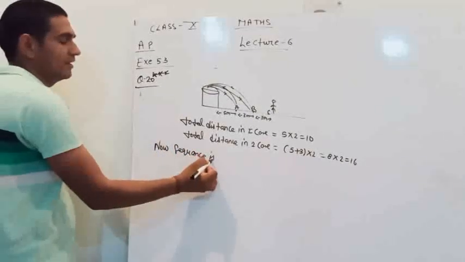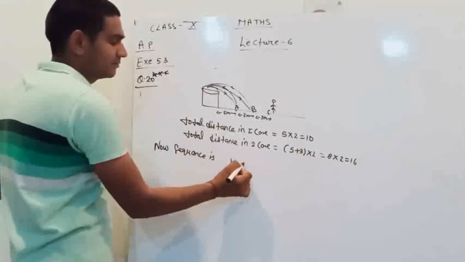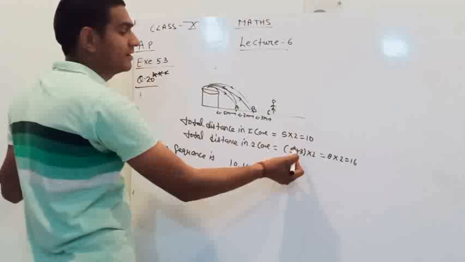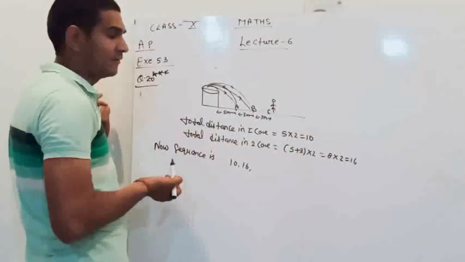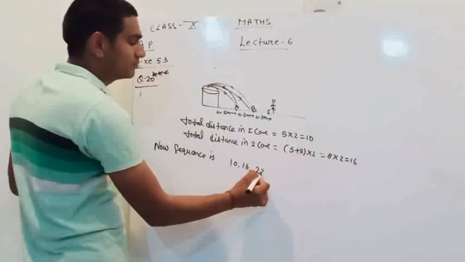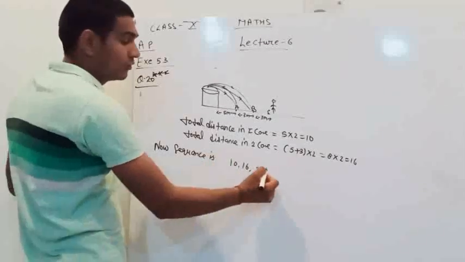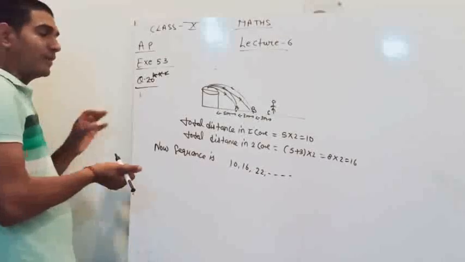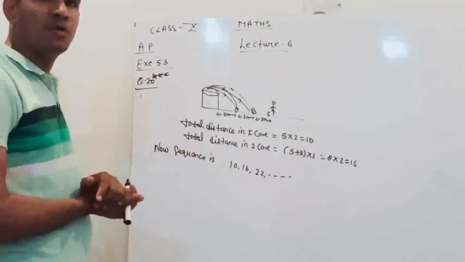Now the sequence is 10, 16. Next क्या बनेगा, 5 plus 3 plus 3, 5 plus 3 is 8, plus 3 is 11, 11 into 2 is 22, and so on. So we will get a sequence. Now we will check whether that sequence is forming AP or not.